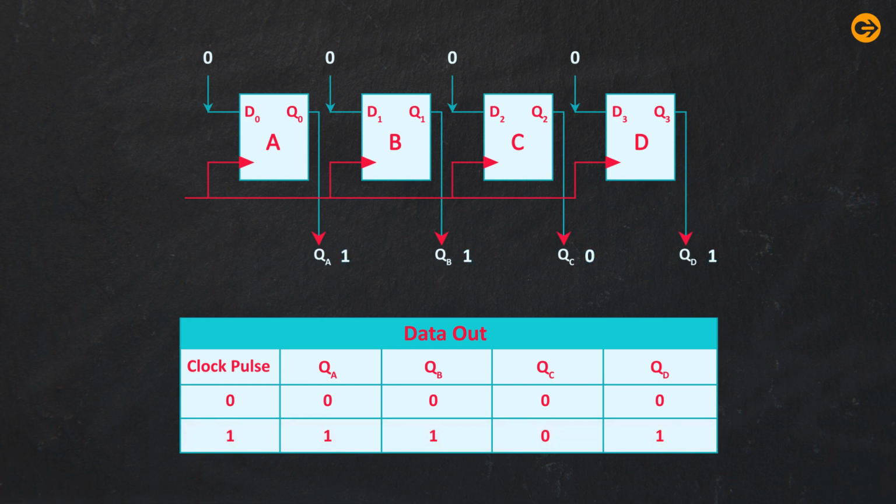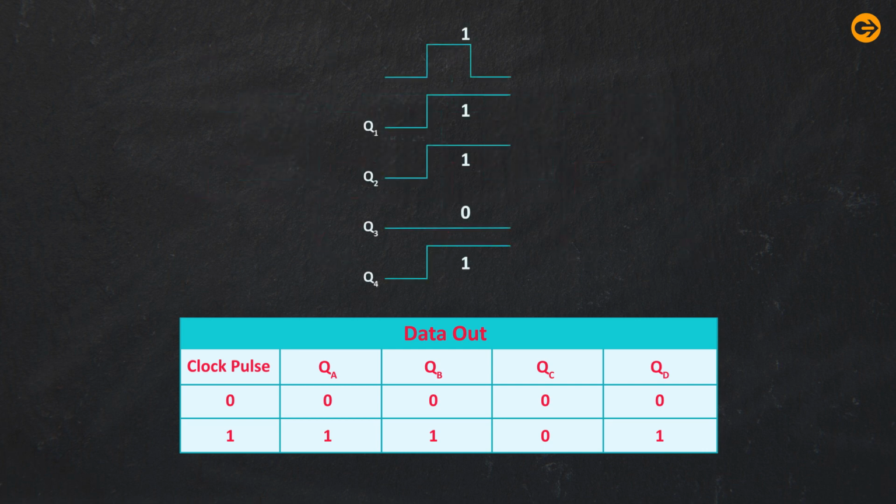This figure illustrates the timing diagram of parallel in, parallel out shift register. During the first clock pulse, Q0 becomes 1, Q1 becomes 1, Q2 becomes 0 and Q3 becomes 1. In parallel in, parallel out shift register, we use only one clock pulse to load the data.